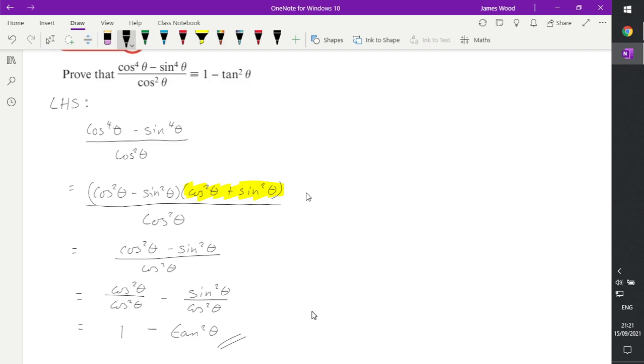So you might have to play with it a bit more than that. You might not be able to get it on your first try. Sometimes with these questions, you just have to play around with it and see if you can get there. It might take you a couple of attempts to find the correct path through it.